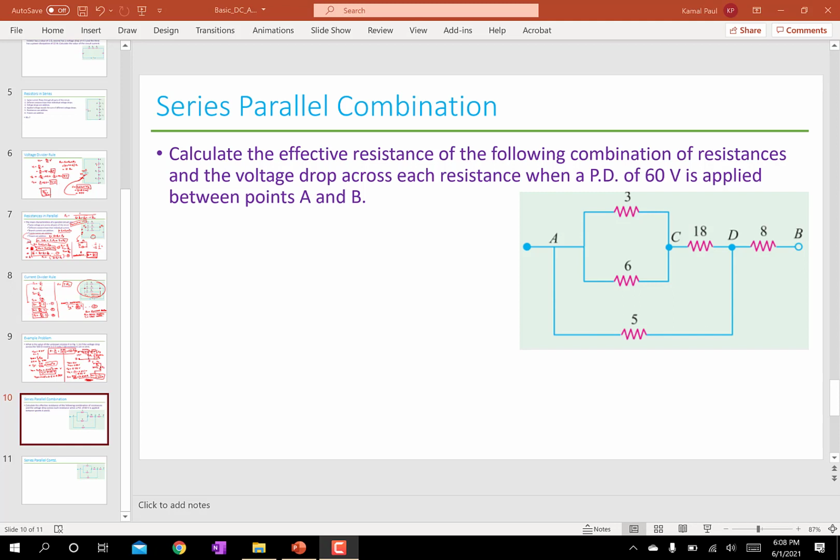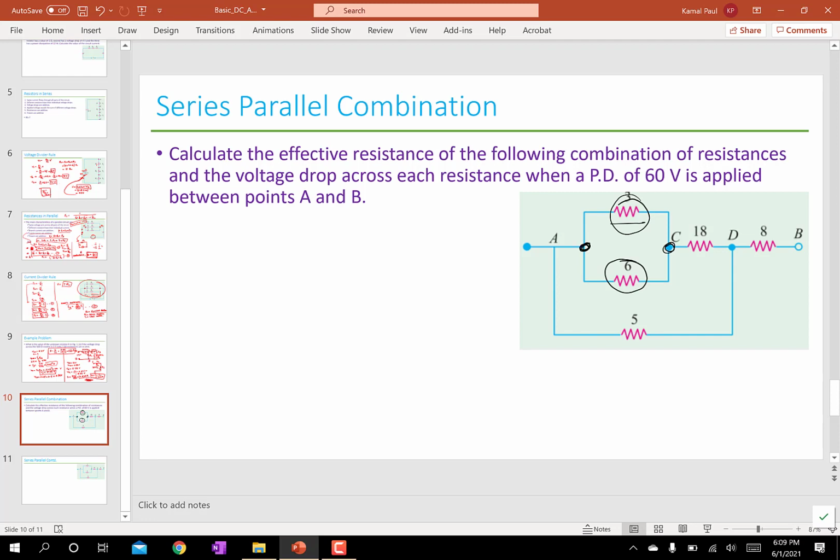Now let's try to solve this series parallel combination circuit. Calculate the effective resistance of the following combination of resistances and the voltage drop across each resistance when a potential difference of 60 volts is applied between points A and B. Before solving this circuit, we have to understand the series and parallel combination. This 3 ohm resistance right here and this 6 ohm resistance are connected in parallel with each other because they have a common node here and another common node here.